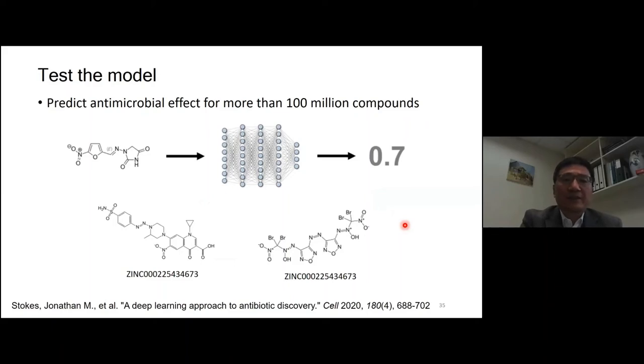And of course, for machine learning or AI, we need to test the model. So we can predict the antibiotic effects of more than 100 million compounds. Certain of them are known antibiotics. So in this case, you can use them as input to train the machine to know which compounds are active and which are inactive, and then the machine will learn and later be used.